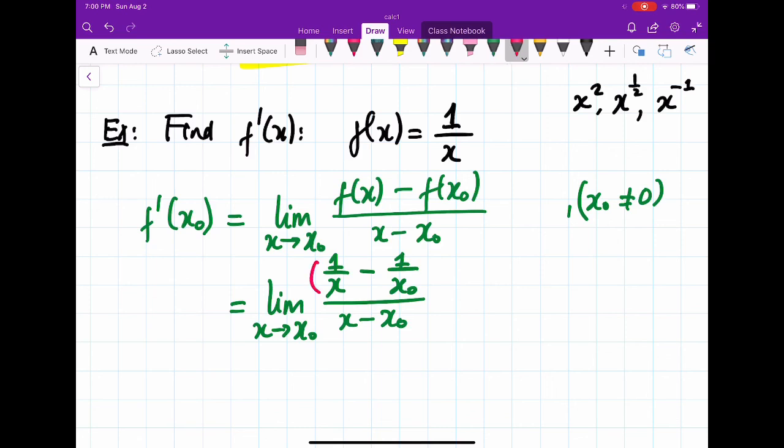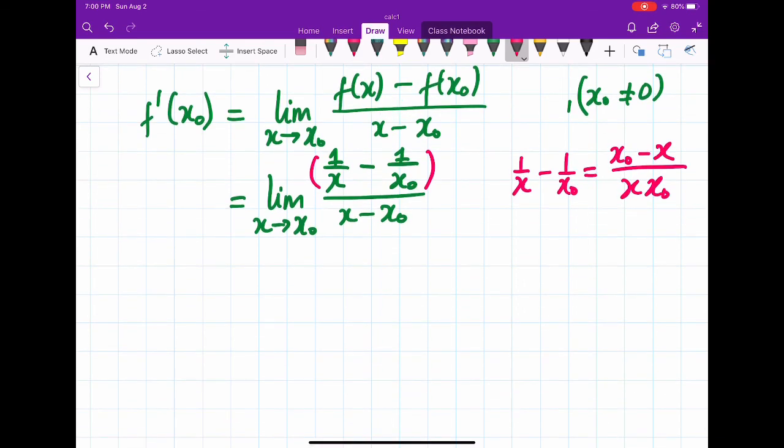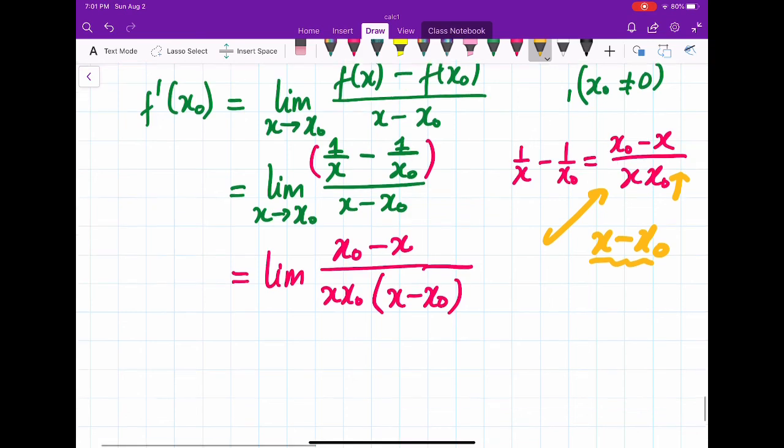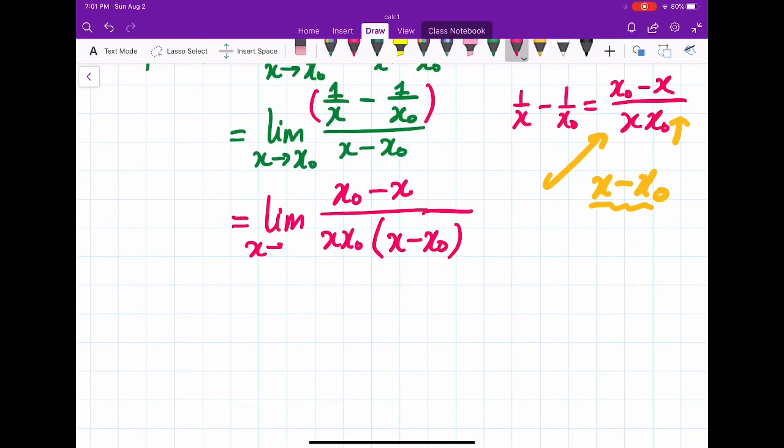So on the top, I need to simplify that, right? I write here 1 over x minus 1 over x0 equal to x0 minus x divided by x x0. Is that correct? I just use cross multiplication, right? And then I have x0 minus x divided by x x0 times x minus x0, because I divide this part by x minus x0. So I just write x minus x0 into the denominator. And here I have x approaches x0.